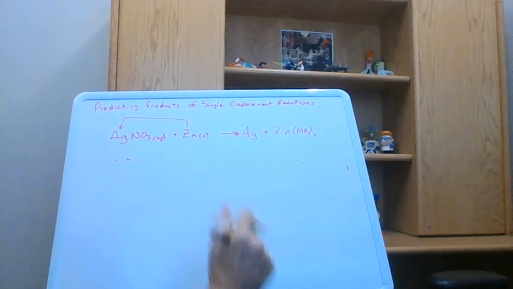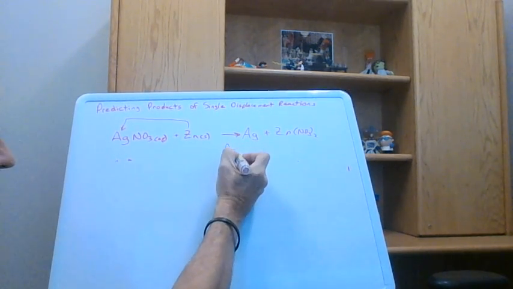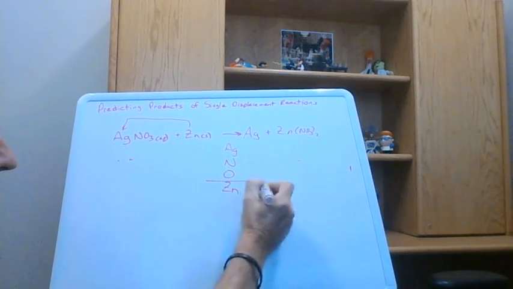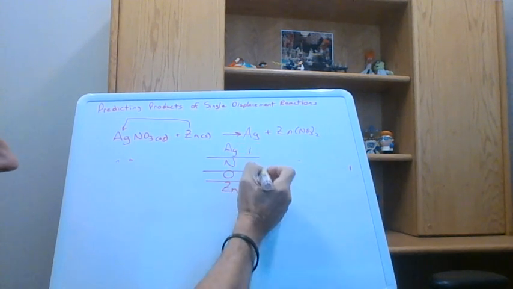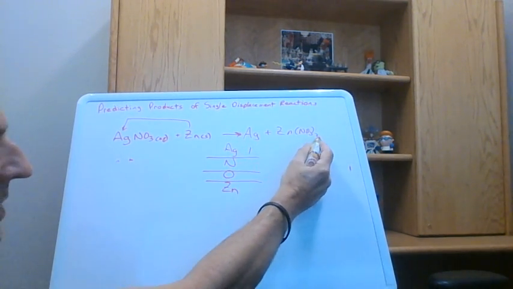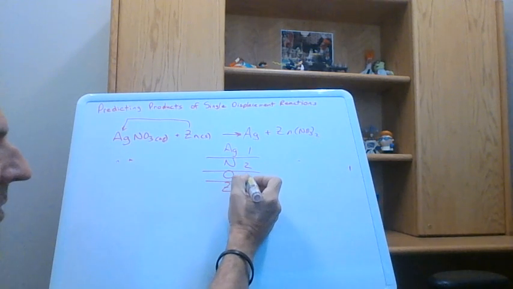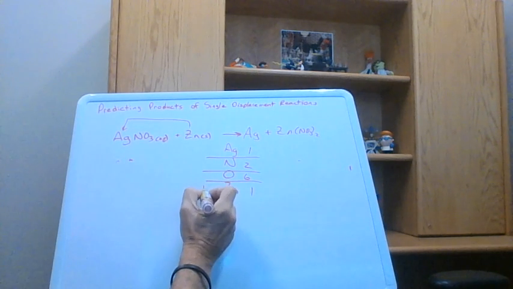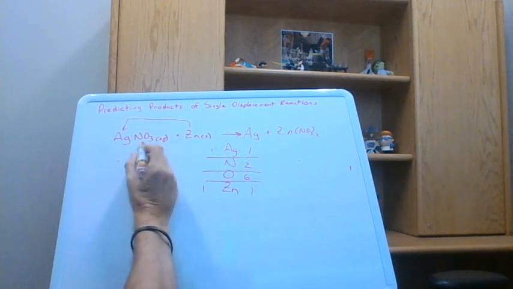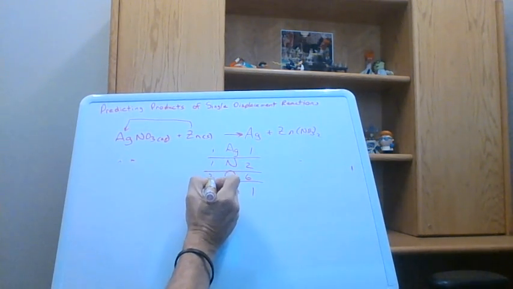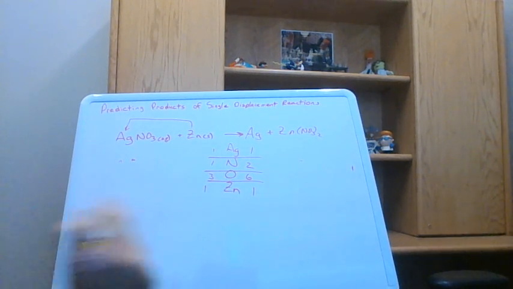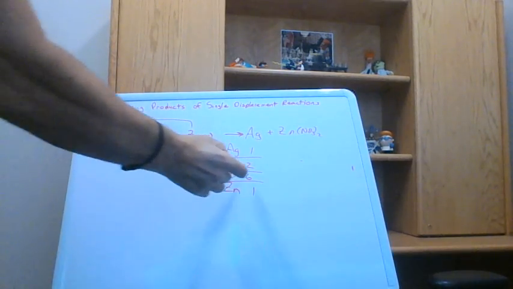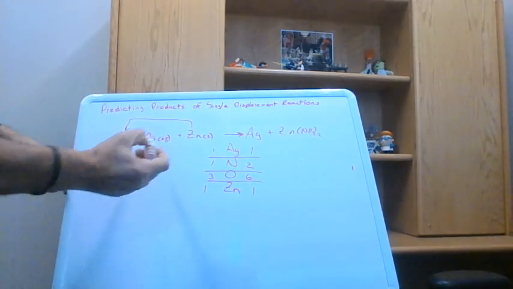Right, and so we should just refresh on our balancing. What we're trying to balance is our silver, our nitrogen, our oxygen, and our zinc. And if we look at what we have, 1 silver over here, 2 of these nitrates, so we have 2 nitrogen, 6 oxygen, and 1 zinc. And on this side we have 1 zinc, 1 silver, 1 nitrogen, and 3 oxygen. So what we should be able to immediately see is that we have an odd number of oxygen on this side and even on this side.